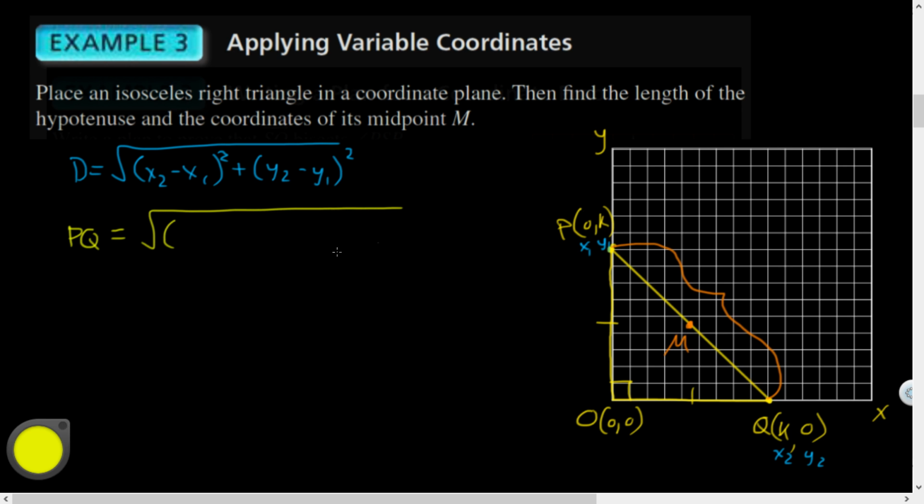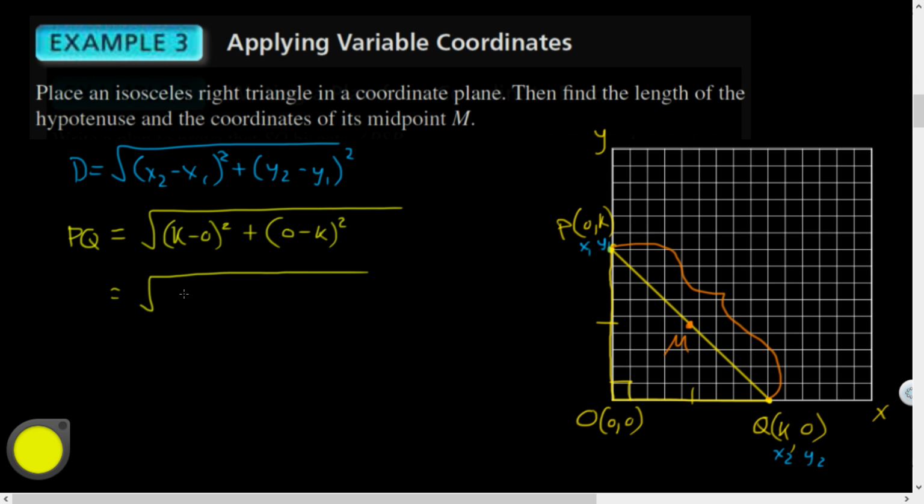y2 minus y1. Or sorry, I'm so slope formula thinking. I've been doing slope all morning. So x2 minus x1, so k minus 0, squared. We'll get to the midpoint. All right, so I just plugged in the coordinates for the distance formula. And this is all in terms of variables, but that's fine. So let's see, the square root of k minus 0.